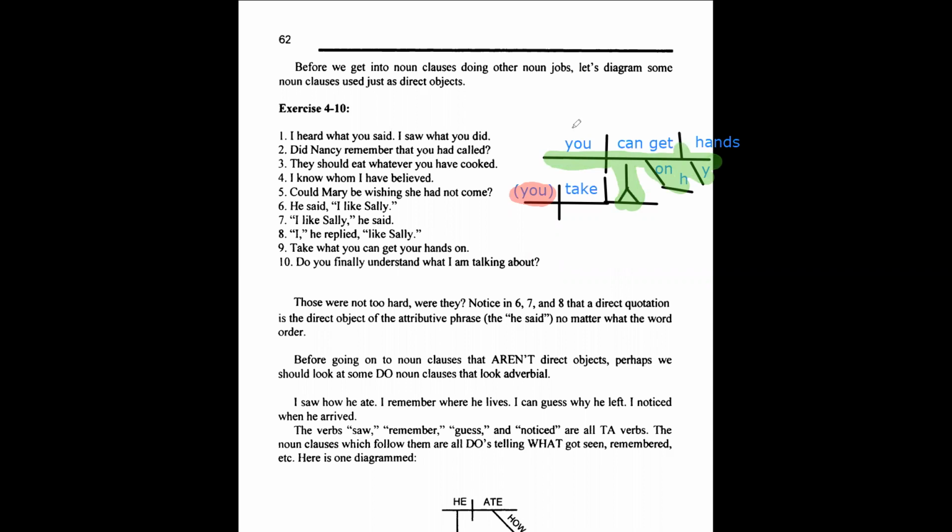Right? So notice that in 6, 7, and 8, a direct quotation is the direct object of the attributive phrase, the "he said," no matter what the word order. Okay, so if you diagram 6, 7, and 8, it doesn't matter where you put the thing being said, that's still the direct object. Before going on to noun clauses that aren't direct objects, perhaps we should look at some direct object noun clauses that look adverbial.